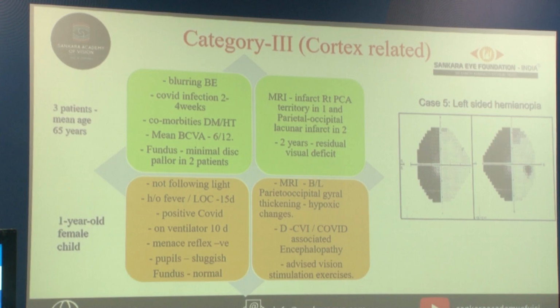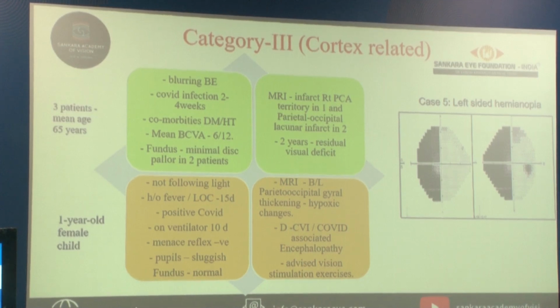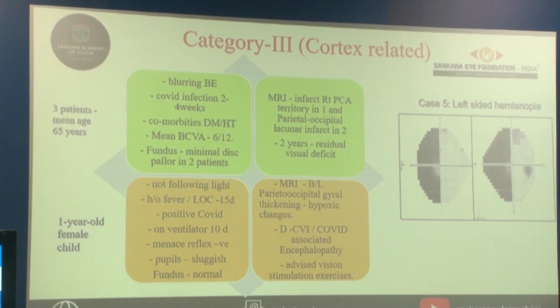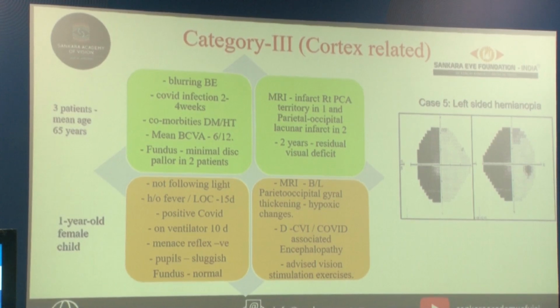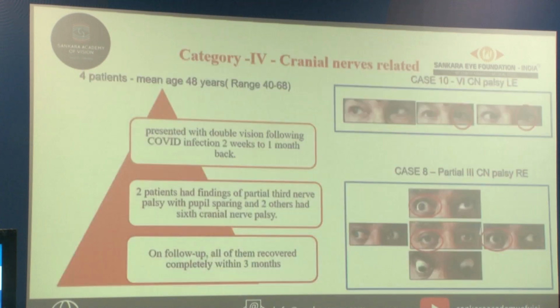Then the 4th is a 1-year-old female child who presented with a history of not following light following the COVID infection. The rest of the features were normal. The child had parieto-occipital gyral thickening along with hypoxic changes. The child was diagnosed with CVI associated with COVID-associated encephalopathy and advised vision stimulation exercises.